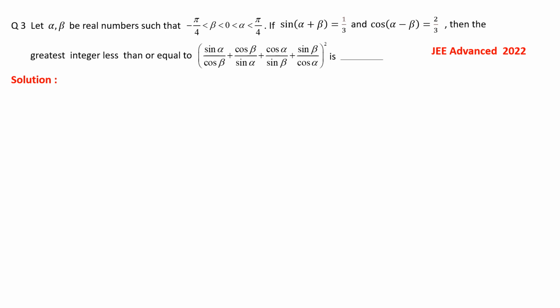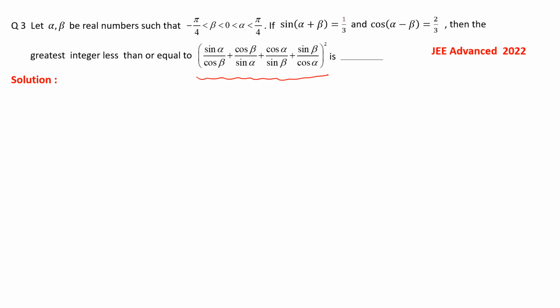It says, let alpha, beta be real numbers such that beta is greater than minus pi by 4 but less than 0 and alpha greater than 0 but less than pi by 4, where sine of alpha plus beta is equal to 1 upon 3 and cos of alpha minus beta is equal to 2 upon 3. Then we have to get the value of the greatest integer less than or equal to this given quantity.